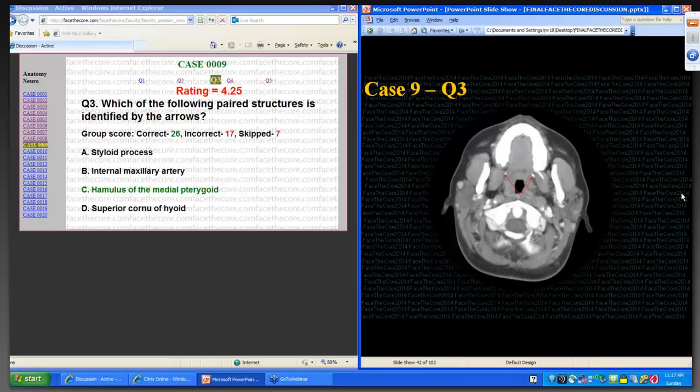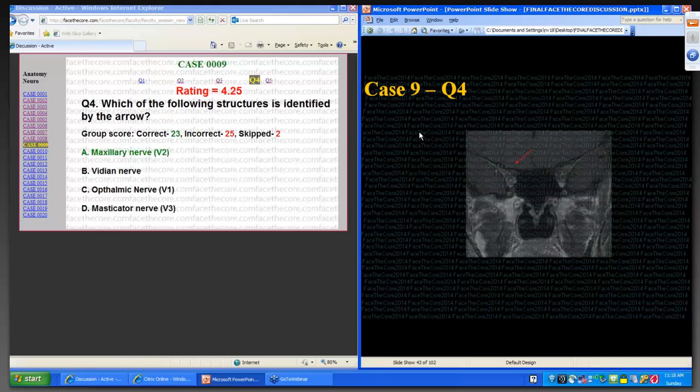So the styloid process we're barely seeing here, and actually this location where you see the mandibular ramus and the styloid, here's the stylomandibular gap. Internal maxillary is an ECA, external carotid artery branch, which is not identified by this bony structure. So the correct answer here is the hamulus of the medial pterygoid. You can see the medial and lateral pterygoids here. The superior cornu of the hyoid is not in this location. It will be just slightly more inferiorly.